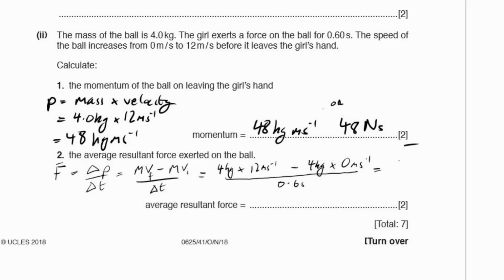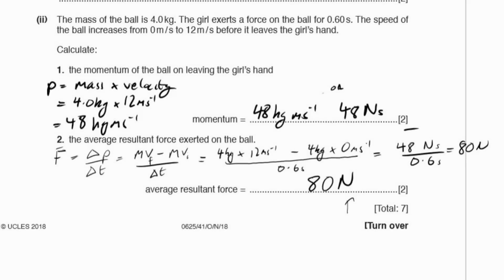Okay, and what that's going to give me is 48 Newton seconds, or kilograms meters seconds, divided by 0.6 seconds, which gives me a value of 80 newtons. There we are, so that's my answer, 80 newtons. Remember, put in your units there. Okay, let's look at our next one.